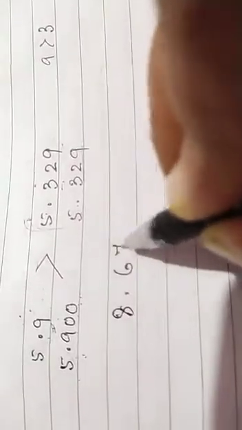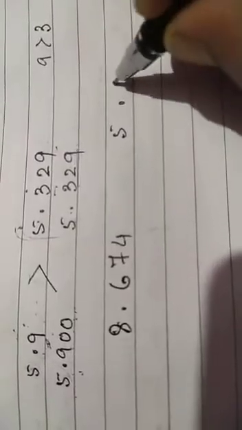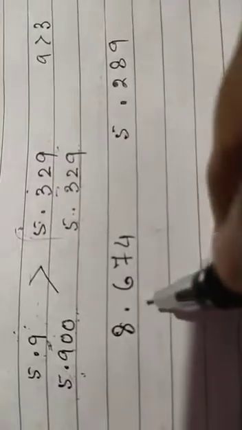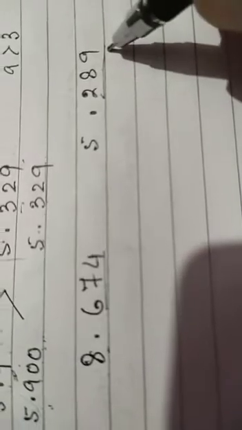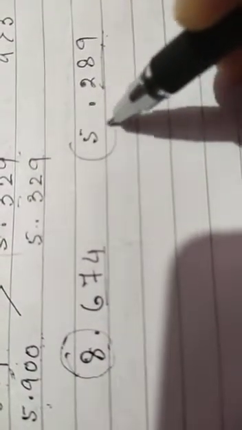Let us take another example. 8.674 and 5.289. Now you see we have three decimal places, right? So they are like decimals. So we don't need to put 0 to make it like decimals. Now first we will compare the whole number. The whole number over here is 8. The whole number here is 5. Which is greater? 8 is greater. So we put a greater sign.